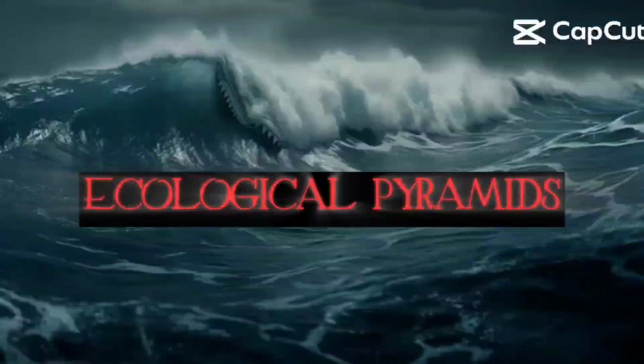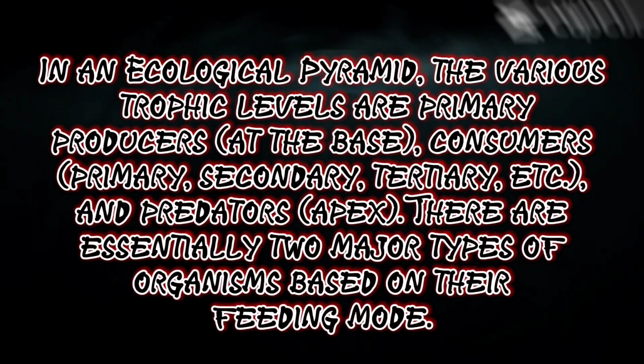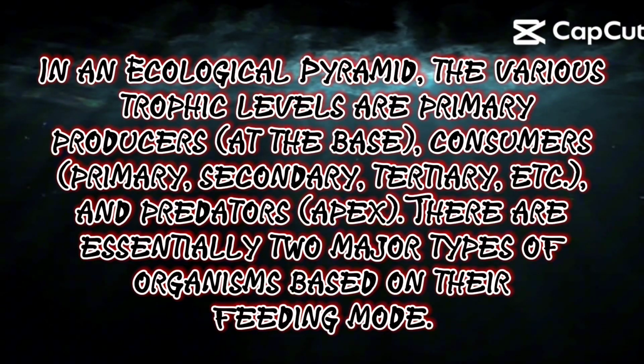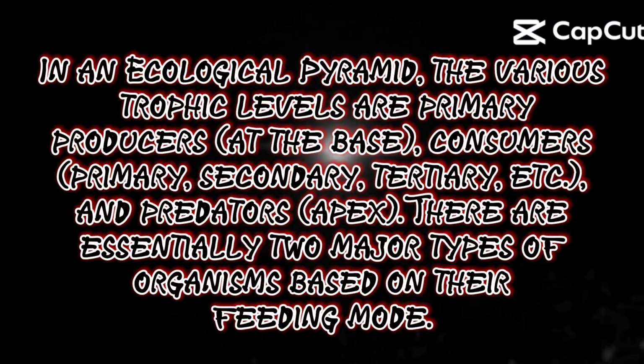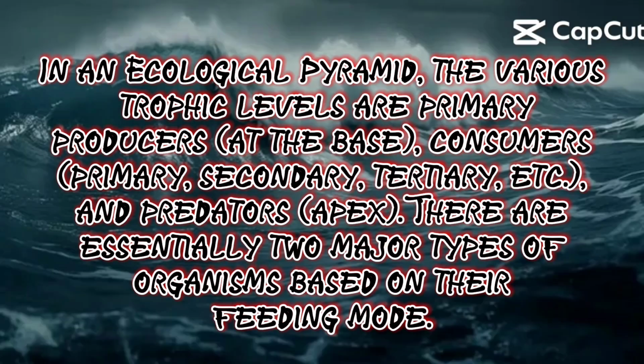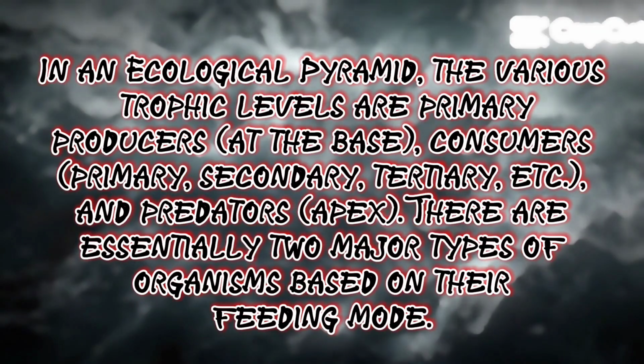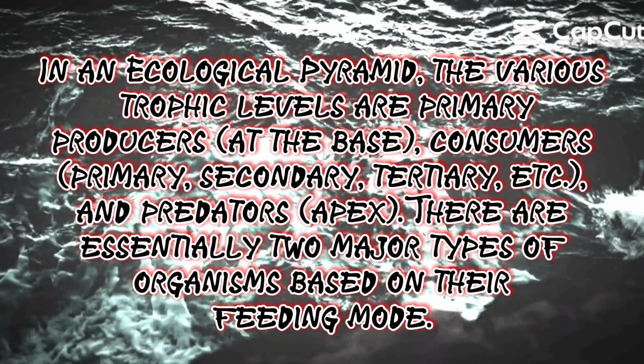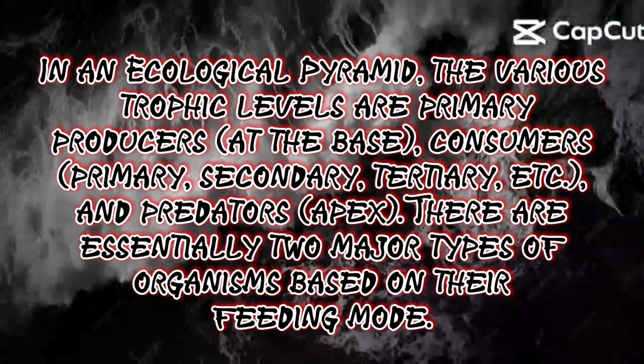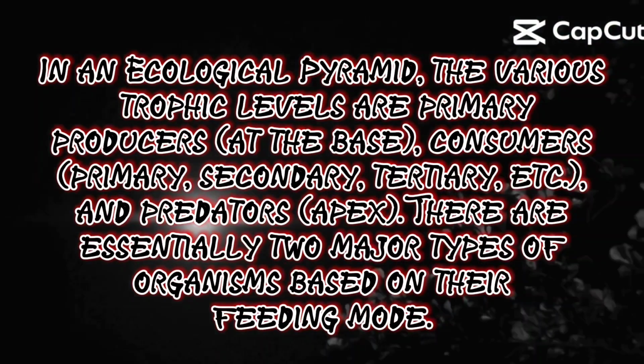Ecological pyramids. In an ecological pyramid, the various trophic levels are the primary producers at the base, the consumers (primary, secondary, tertiary, etc.), and the predators at the apex. There are essentially two major types of organisms based on their feeding mode.